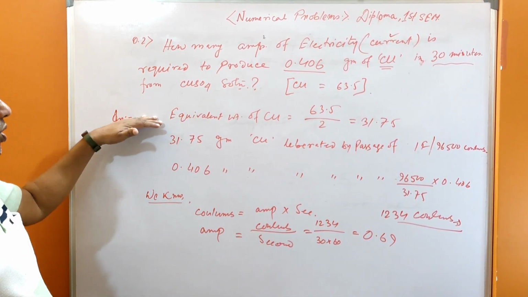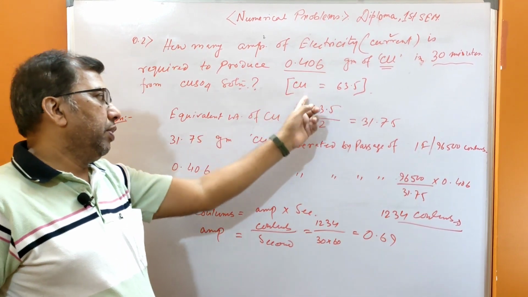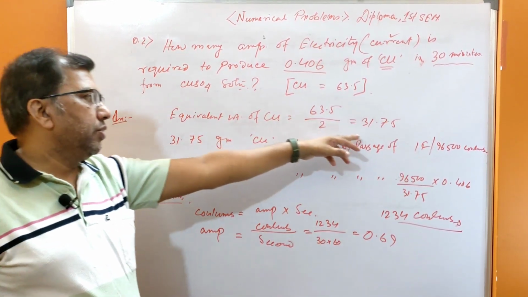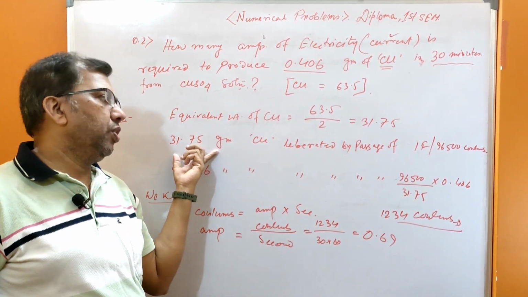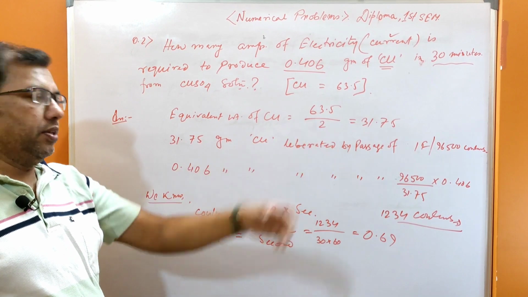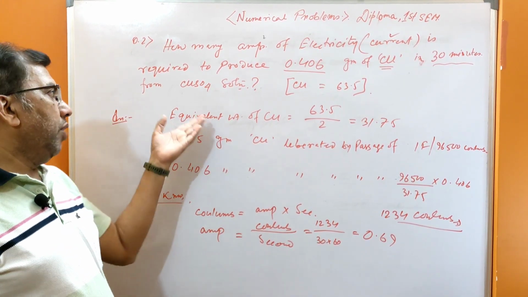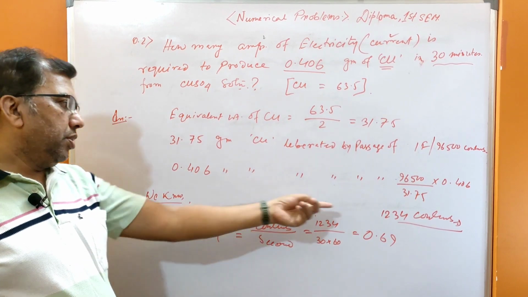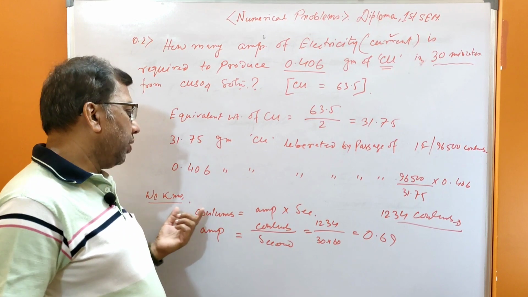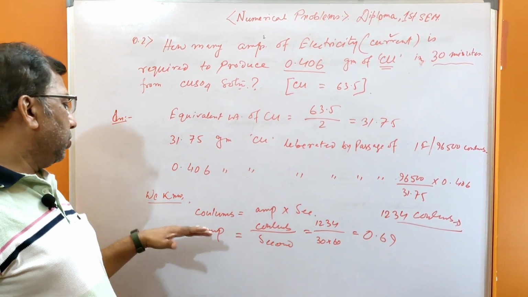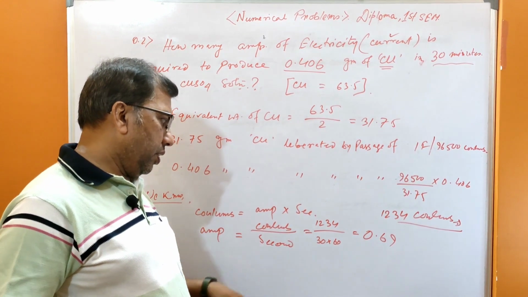Now, what is the equivalent weight? You have to find out the equivalent weight. Molecular mass by valency is the equivalent weight, 31.7 point something. That means this many grams of copper are liberated by passage of 1 Faraday of current, that is 96,500 coulomb. So you have to deposit this, that means 1, 2, 3, 4 coulombs. Coulomb equals ampere into second, so you have to find the ampere by coulomb divided by this. Okay.